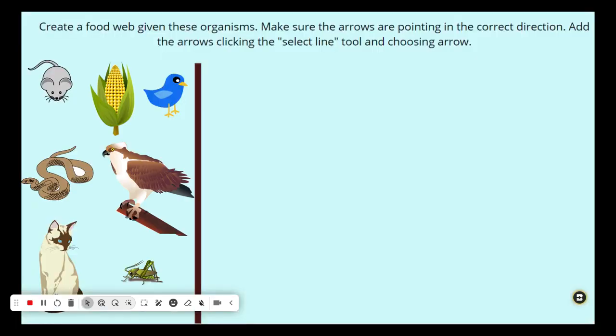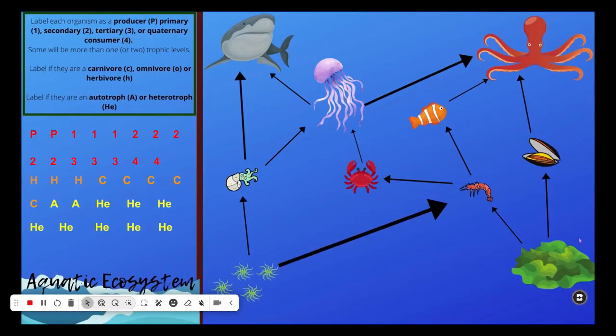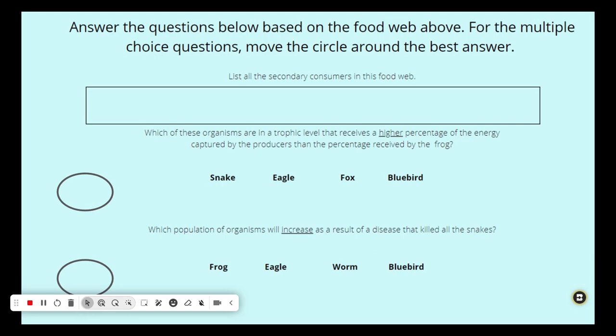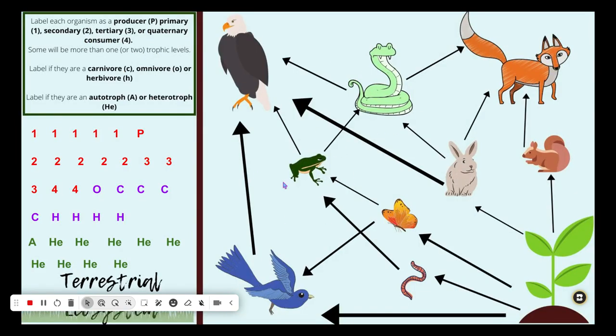Create a food web given these organisms. Make sure the arrows are pointing in the correct direction. Add the arrows, clicking the select line tool and choosing an arrow. Okay, so you guys are going to be able to create your own food web. Remember, it's not a food chain. That is huge. We're asking for a food web, not a food chain. Okay. Remember, if you have a web, you are showing a multitude of menu options, basically, right? So you're not just saying that one thing eats one thing, which eats one thing. They actually have multiple things that they can eat. Okay. So there's options there, correct?